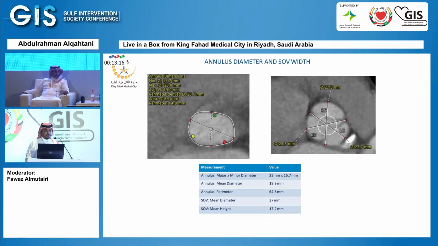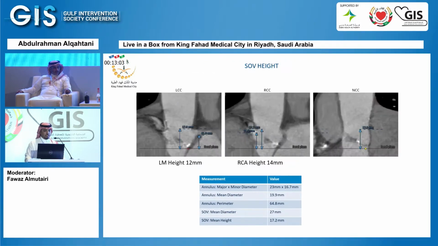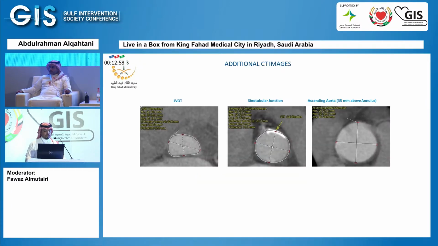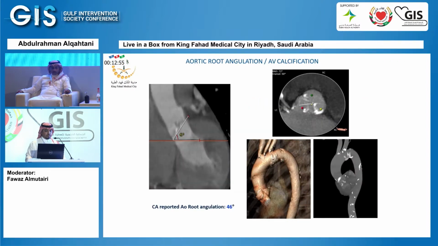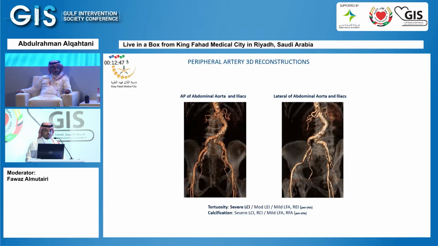So this patient has a mean annulus diameter of 19.9, which put her in range for a 26 CoreValve Evolut Pro. The sinus of Valsalva diameters and heights were appropriate. The height of the left main was about 12 millimeters, and the right coronary artery was about 14 millimeters. The thing to appreciate is that there was significant calcification around the branches of the arch. Also, there was evidence of significant tortuosity, as you can appreciate in the left common iliac and also around the distal part of the aorta.